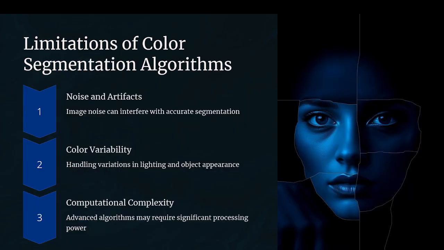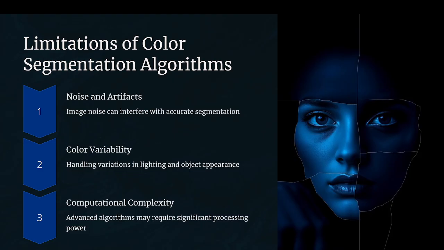Now let's see what the limitations of color segmentation algorithms are. The first is noise and artifacts. Digital images often contain noise, random variation in pixel intensity. Noise can create false regions during segmentation, affecting accuracy. Next, color variability. Colors look different depending upon the lighting and surface properties. For instance, a yellow object under a blue light appears greenish. Algorithms must account for this variation.